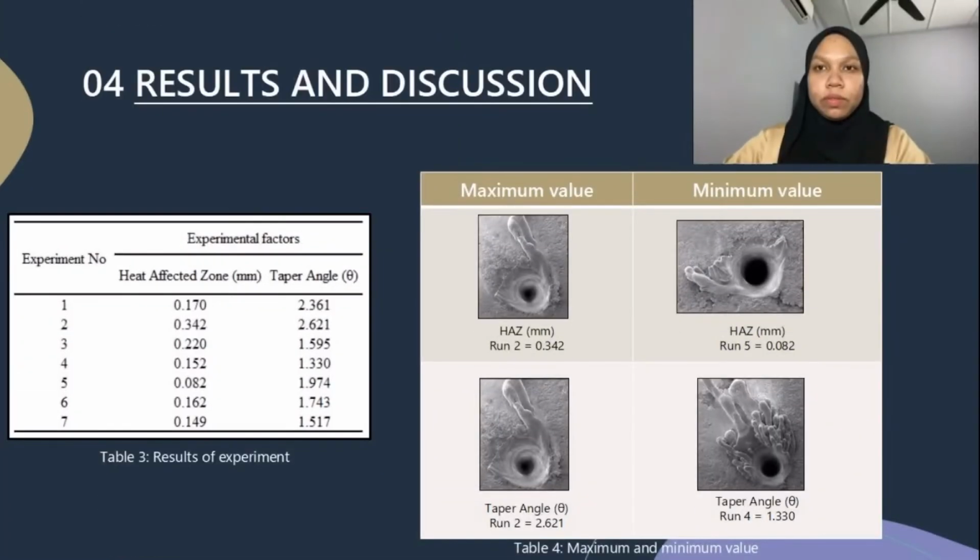As for chapter 4, I will proceed with the results and discussion. The table shows the result obtained for this project. The picture shows the maximum and minimum value. For heat affected zone, the highest value is run number 2 and the smallest value is run number 5. For taper angle, the highest value is run number 2 and the smallest value is run number 4.